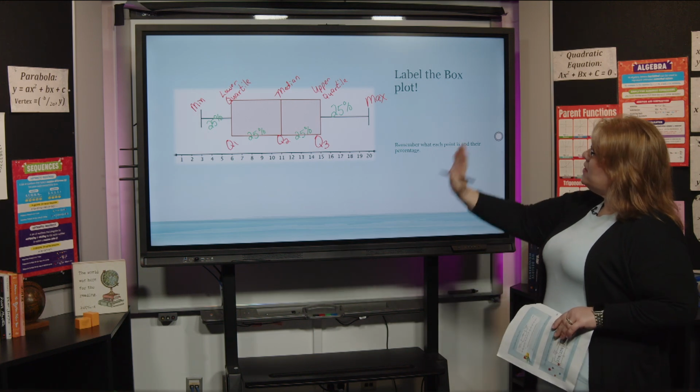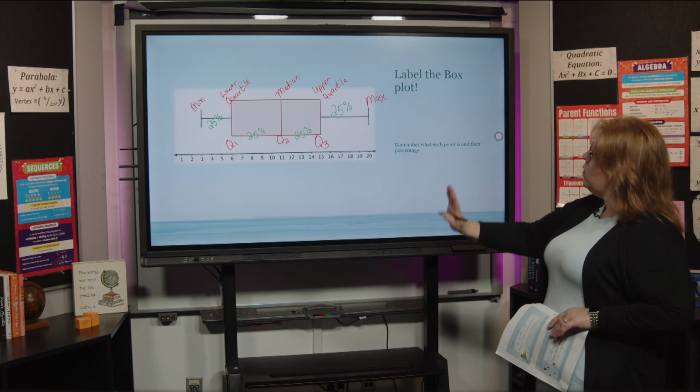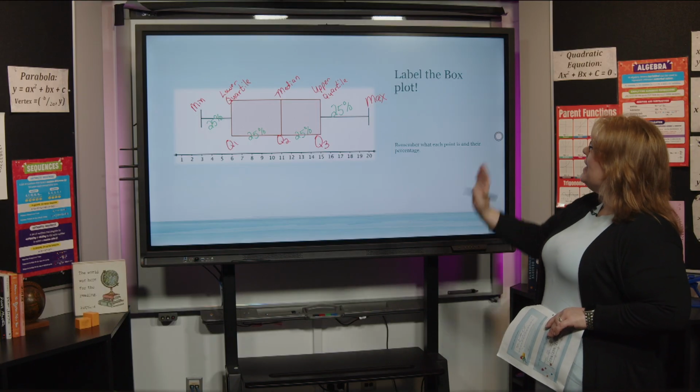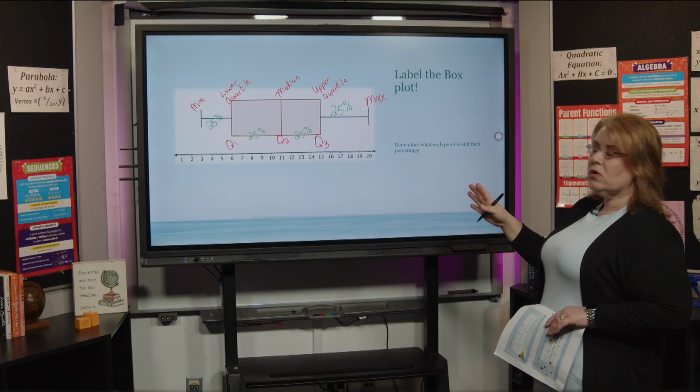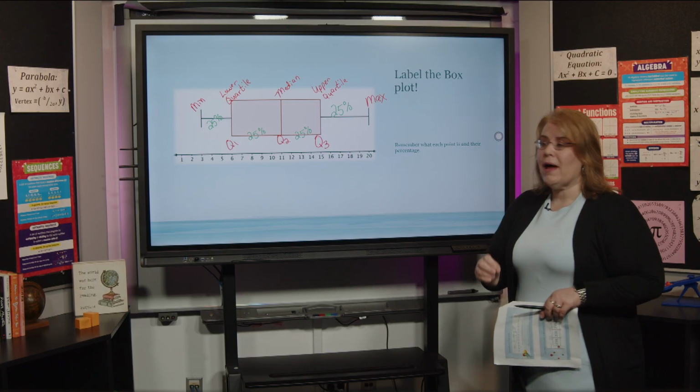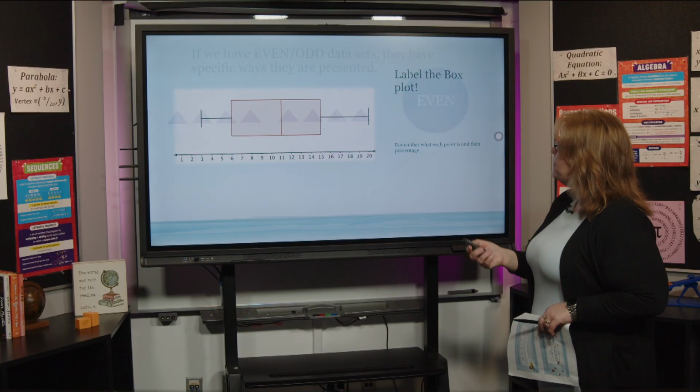I've got from the minimum to lower quartile, from lower quartile to median, from median to upper quartile, from upper quartile to my maximum. Those are my percentages. All right, so here we go.